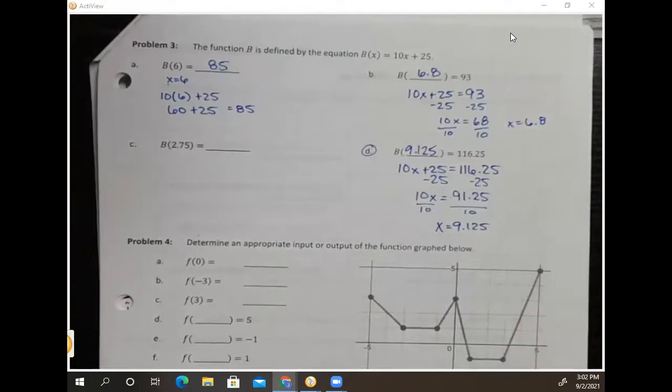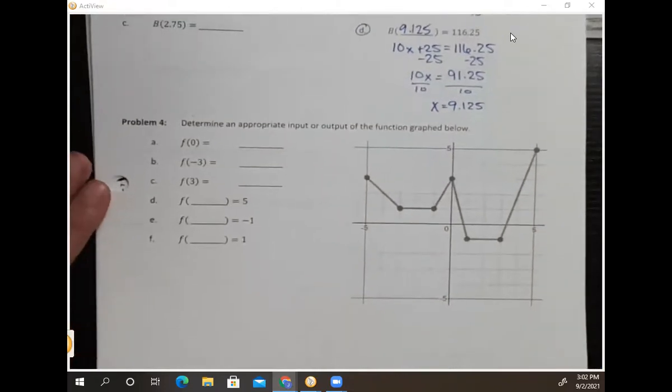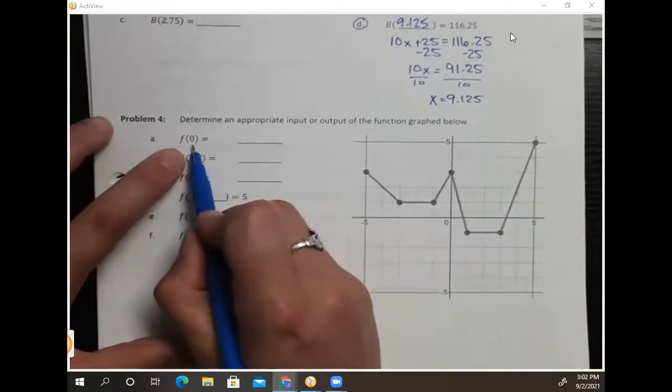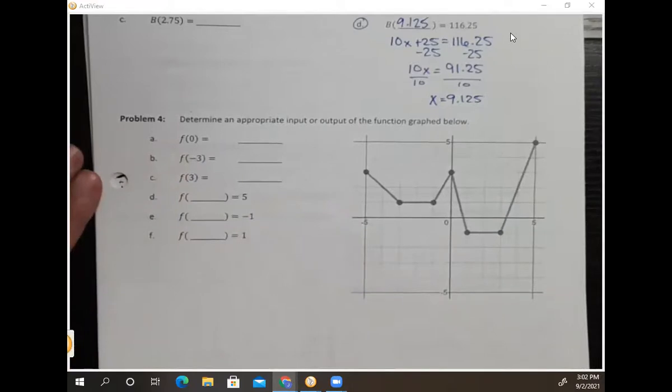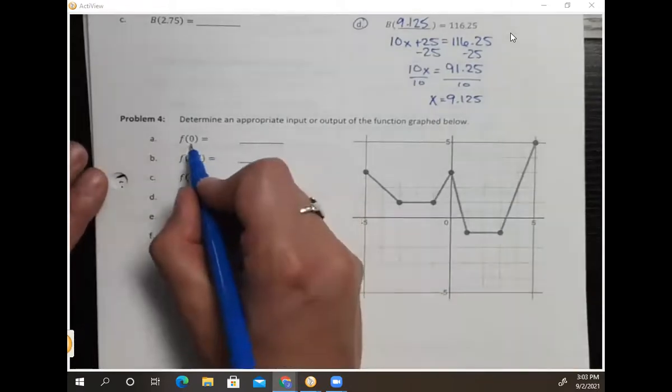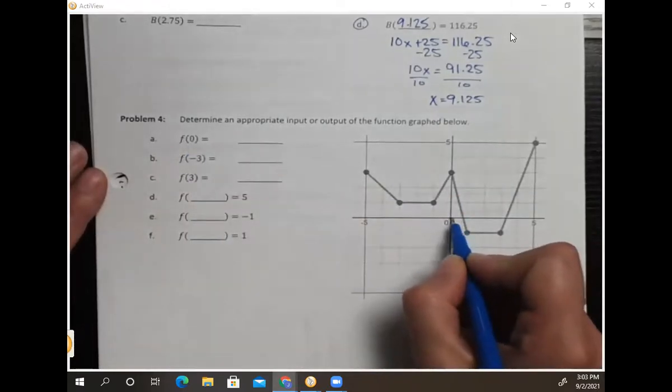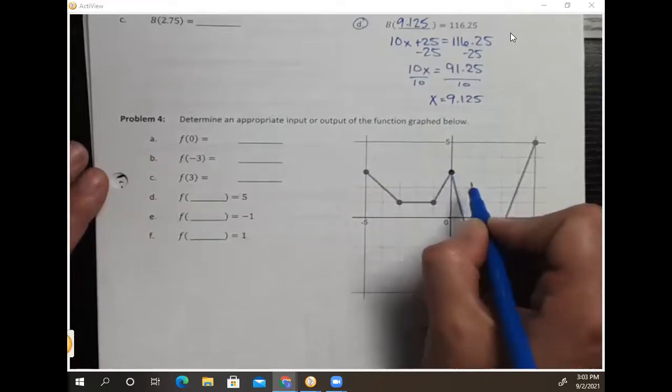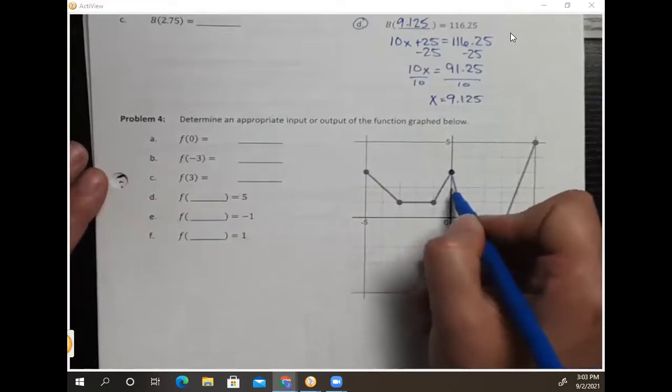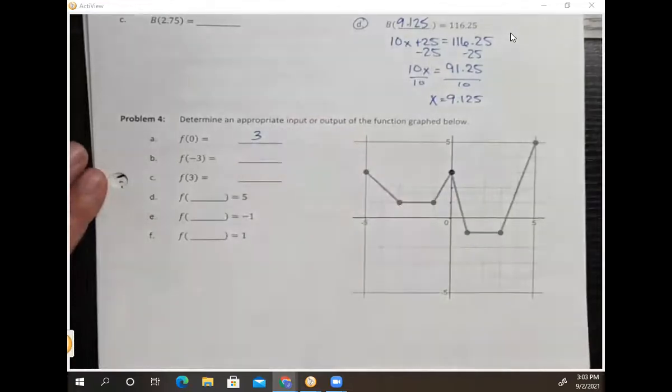Okay. And then let's hop down to the bottom of page 13, problem number 4. Again, a little refresher review of stuff that we've seen before. So input outputs with the graph. Again, you guys have seen this before. So if I have f of 0 and I want to know what it's equal to, what is f of 0? Yeah, this is telling me my x value is 0. So here's where x is 0. Follow it to your graph. And your y value is 1, 2, 3. So f of 0 is 3.